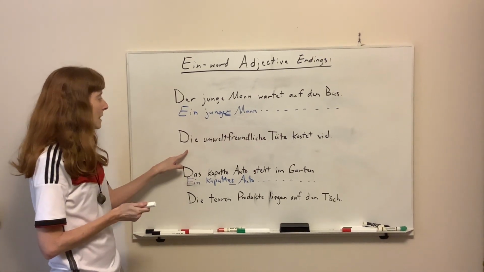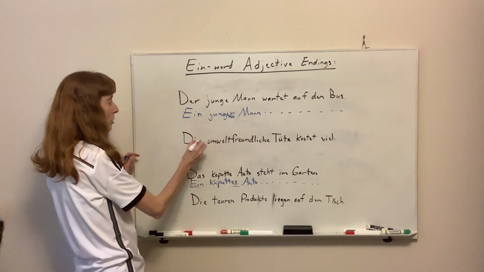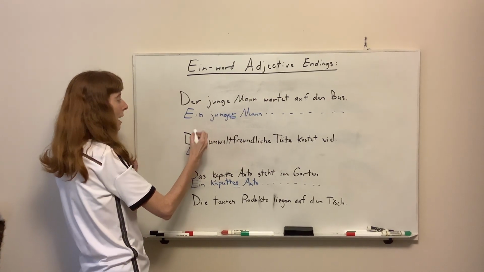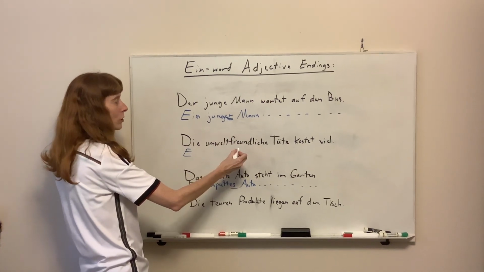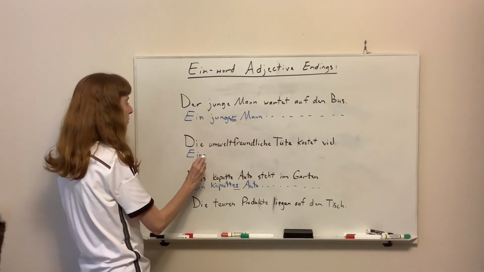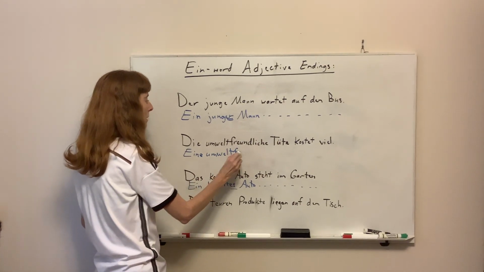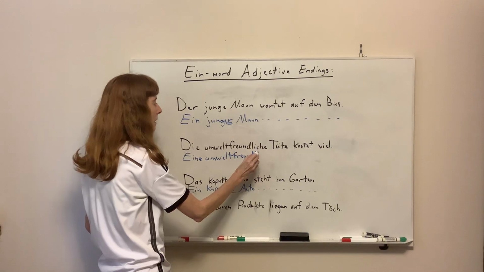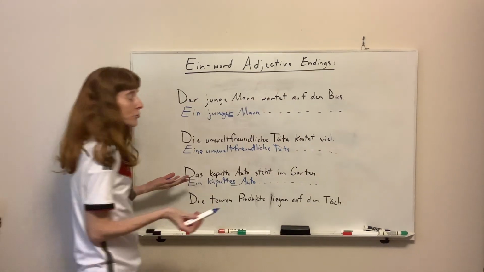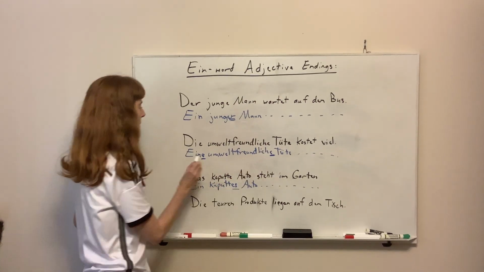Now, die pretty much is going to be just like, the ein words will be just like the der, die, das word endings. If I change this to an environmentally friendly bag costs a lot: Eine, as usual, umweltfreundliche Tüte. It's just the same. So we don't really need anything else to tell us that this is feminine.